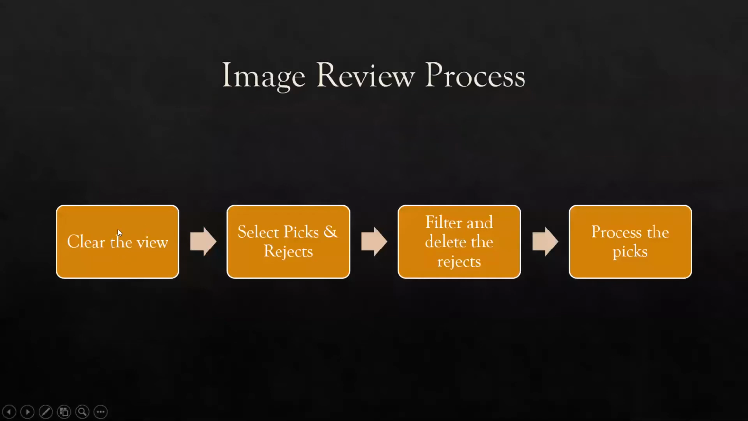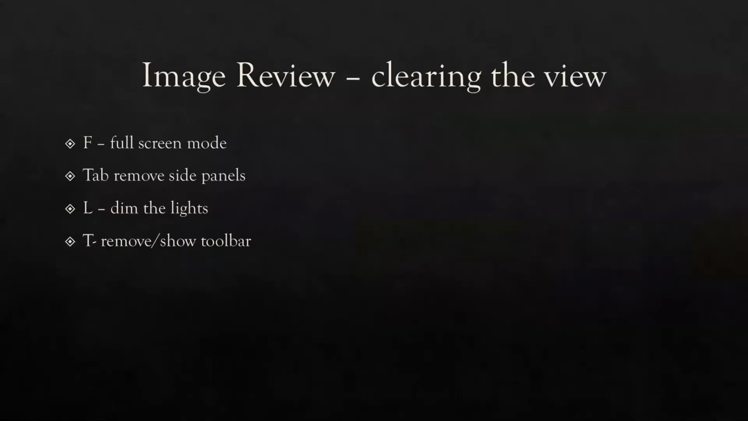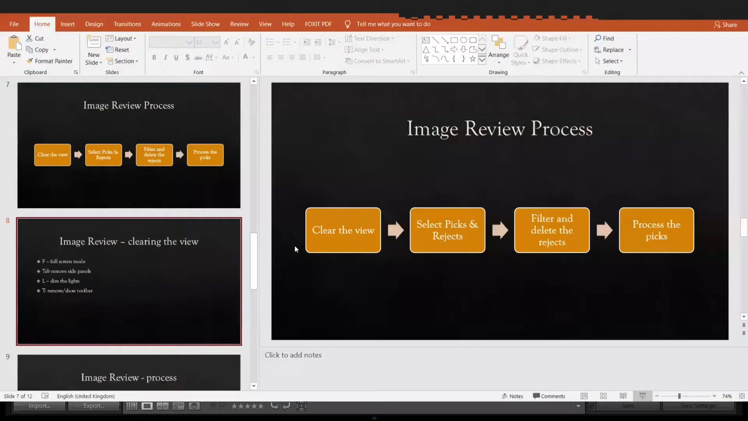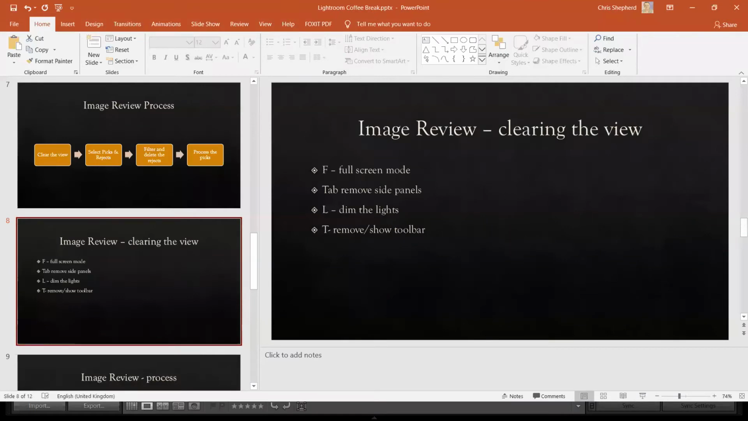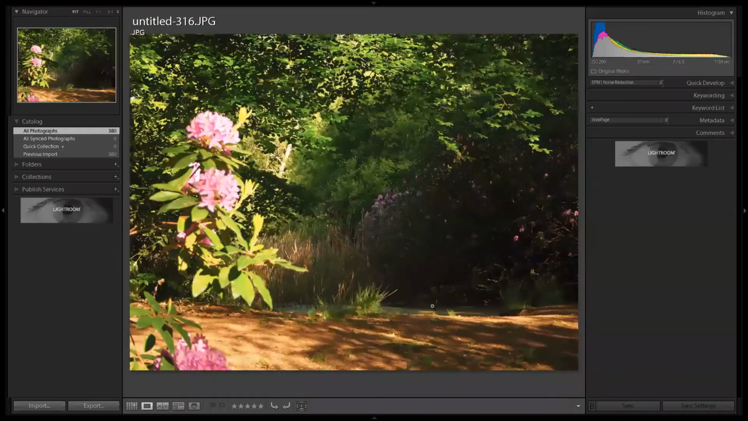So that's the first part of this image review process, which is to clear the view. And a quick review of the keys that I said in that. F does the full screen mode. T removes and shows the toolbar. Tab removes the side panels. And I forgot to mention L, dim the lights, which is not one that I use very often or ever. But I thought I'd show you because, again, all of this is personal choice.